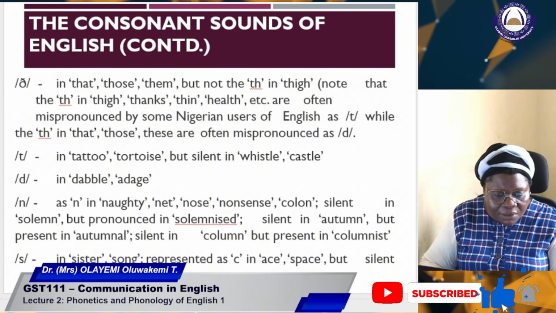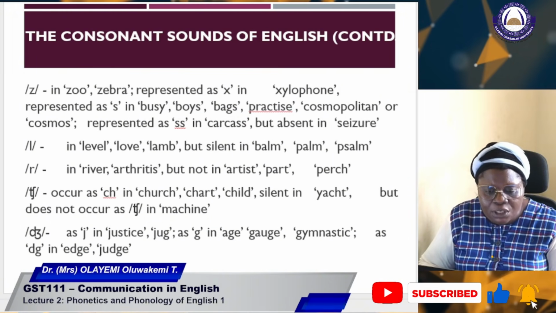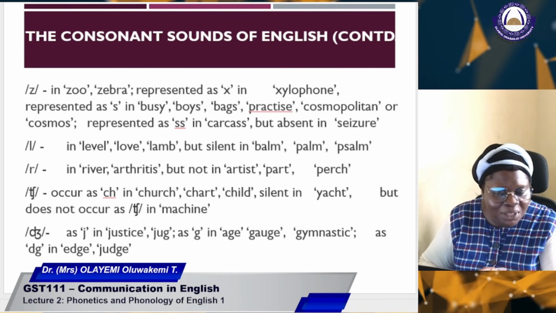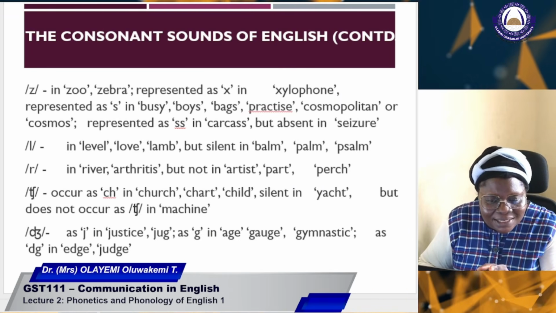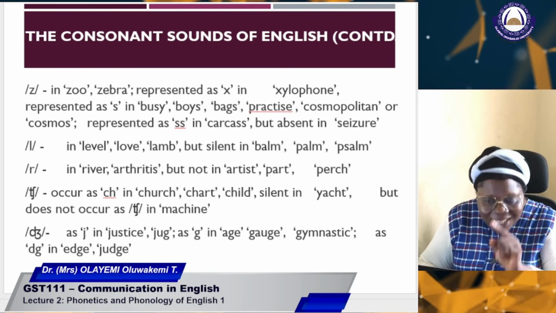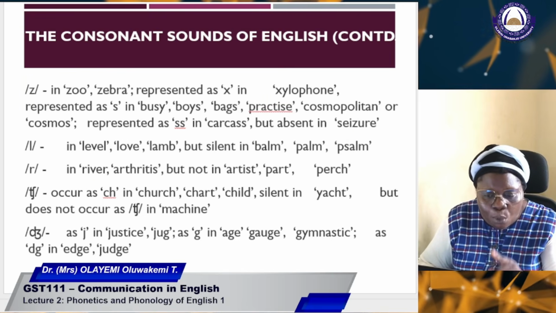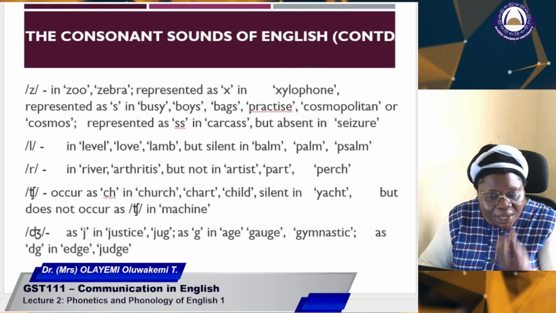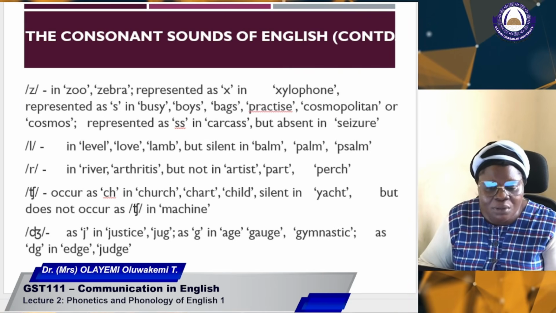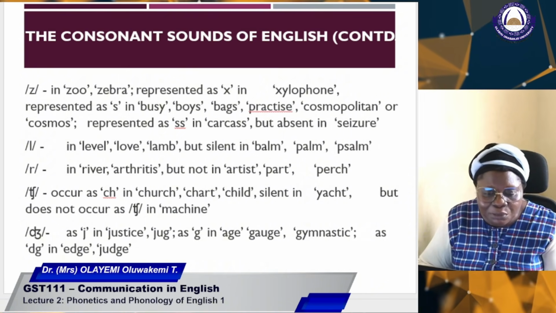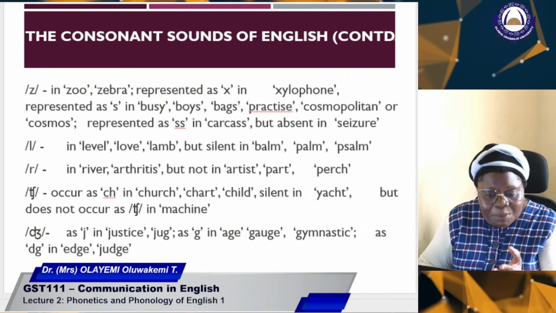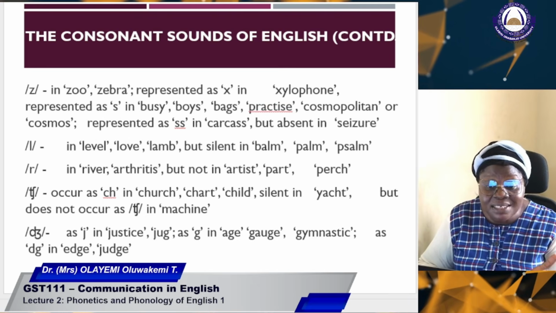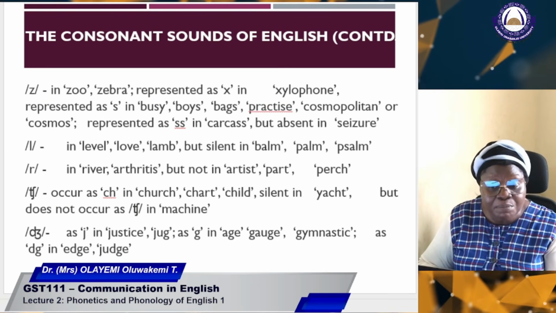We also have the sound Z in zoo, zebra, and it will shock you that that sound is also realized in xylophone. But the letter is X. That X is realized as Z in xylophone. We also have that sound represented as S in the word busy. I've been busy all day. I've been busy.